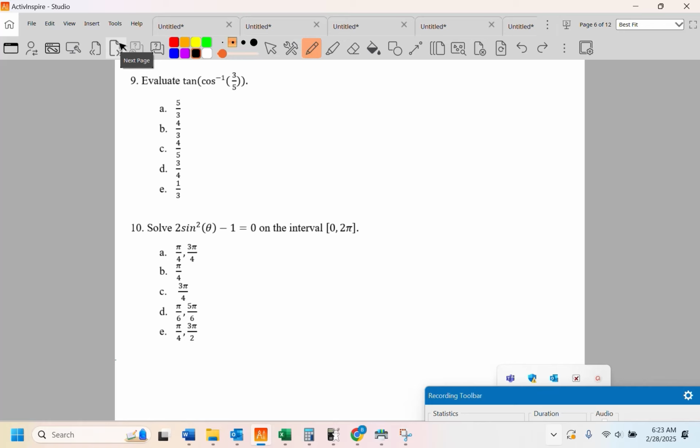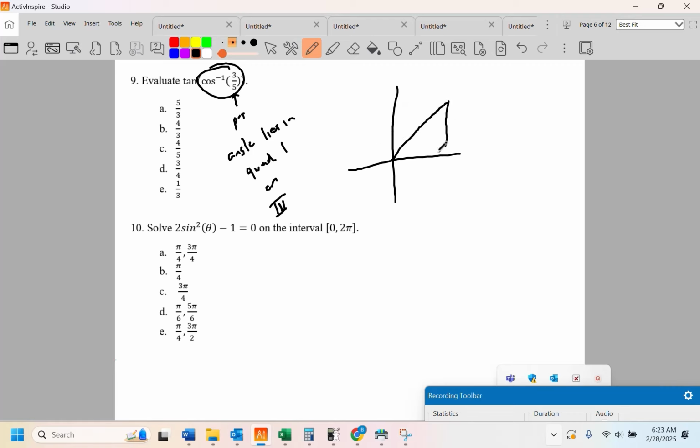Evaluate the tangent of the arc cosine of 3/5. So, pay attention to the fact that this is a positive value, which means that the angle lies in quadrant 1 or 4. But again, arc cosine is only good for quadrants 1 and 2. So what we do is we just draw a triangle in quadrant 1. And this was not a unit circle problem. I wish it was, it's not.